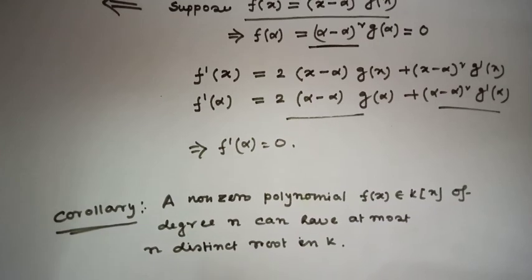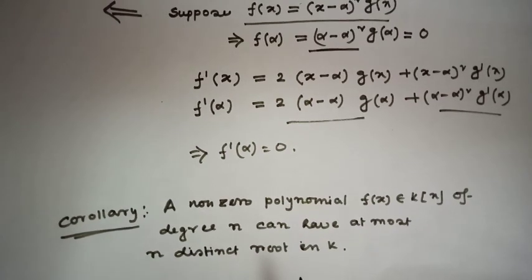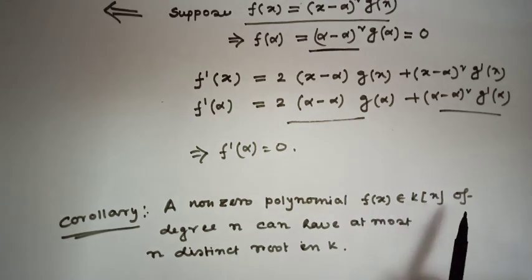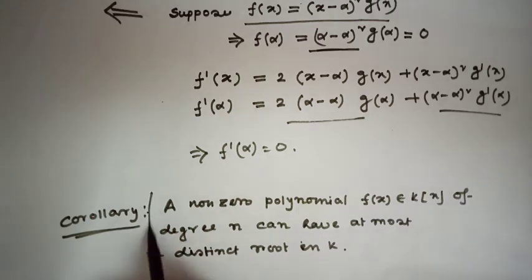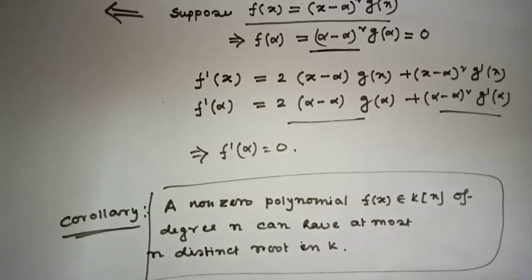Okay, from above corollary 1 and corollary 2, we can write: a non-zero polynomial f(x) belonging to the field K[x] of degree n can have at most n distinct roots in the field K. Okay, and this is a very important conclusion.